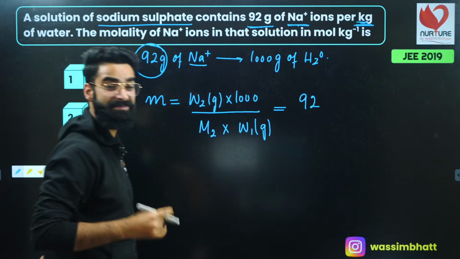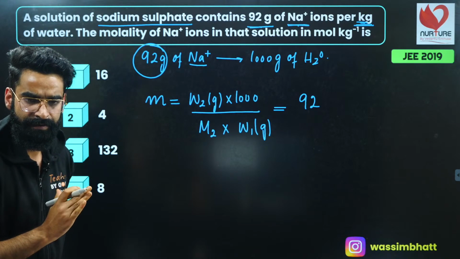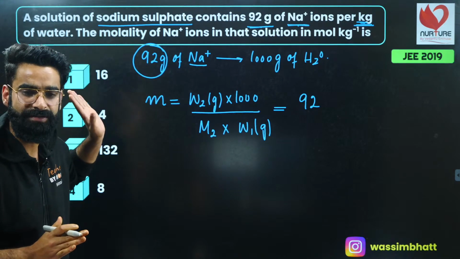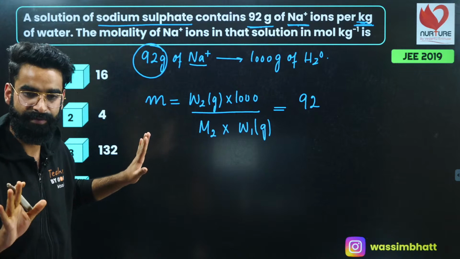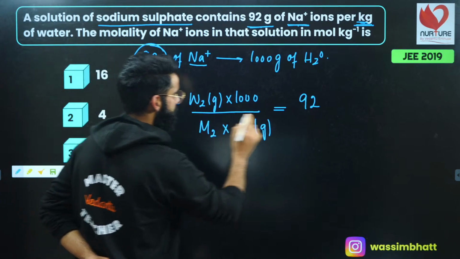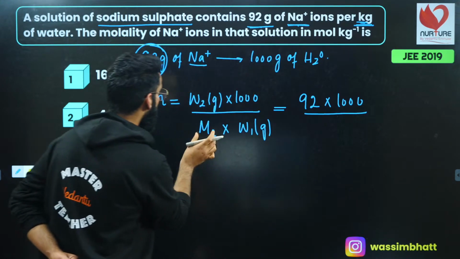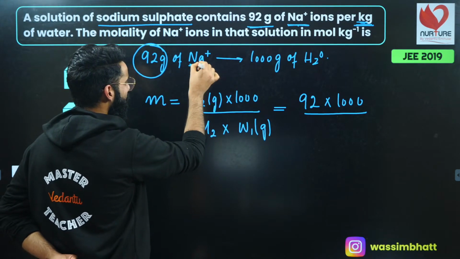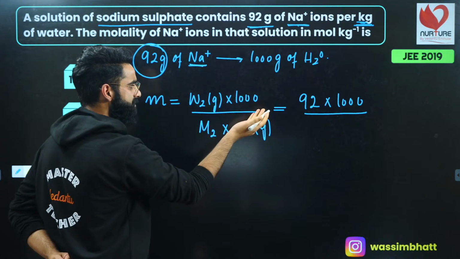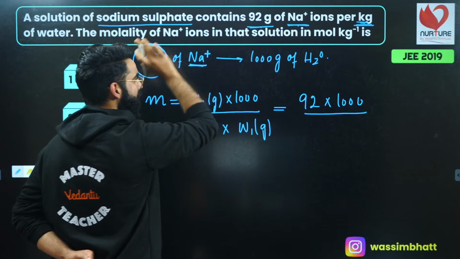Mass of Na positive, because I'm supposed to calculate the molality of Na positive ions. So I'm treating this Na positive as solute, as simple as that. Now, the mass of solute, the mass of this Na positive, is 92 grams multiplied by 1000, divided by the molar mass of this Na positive. What is the molar mass of sodium? It's 23 grams.